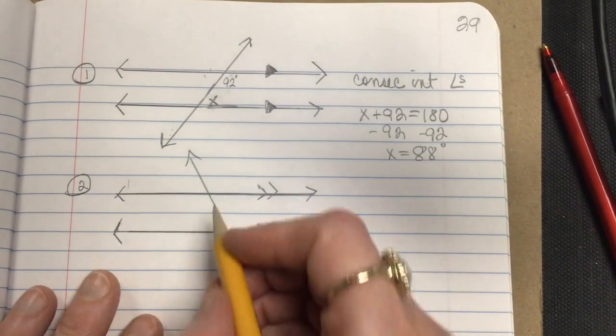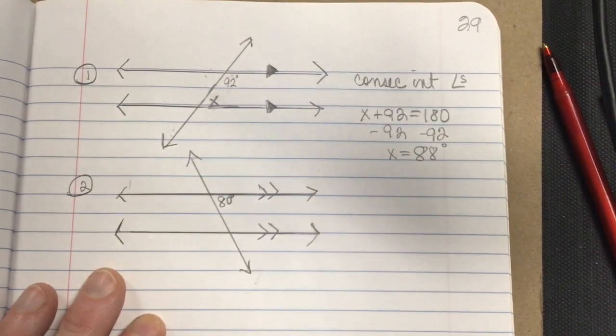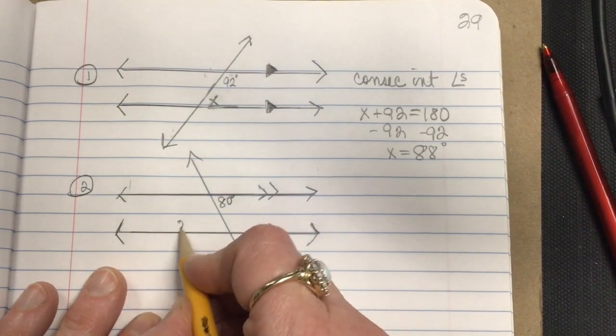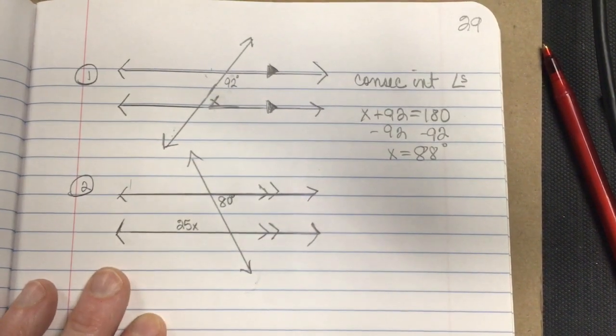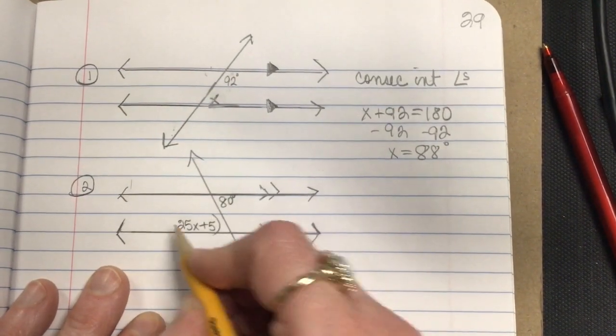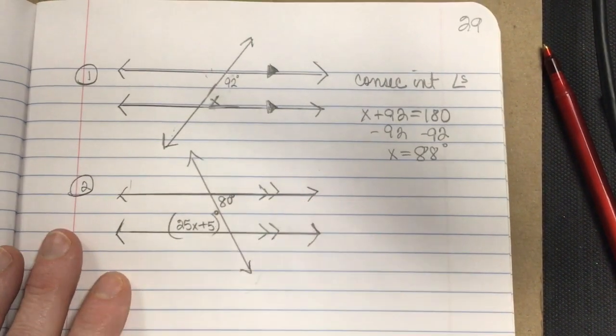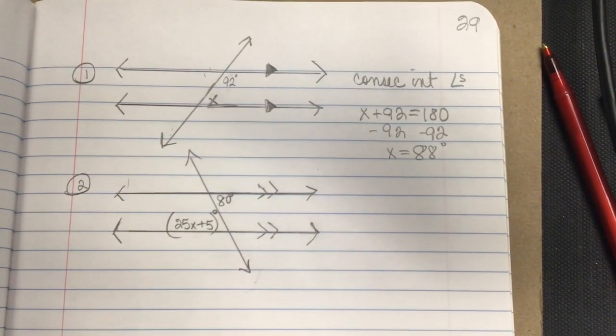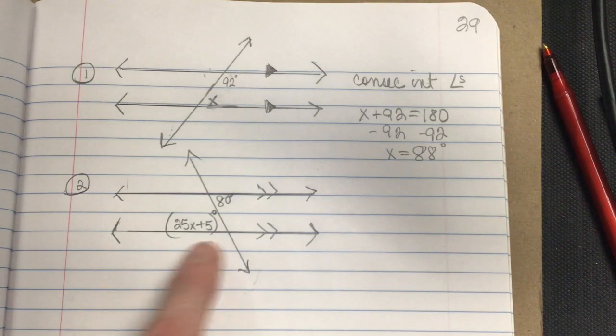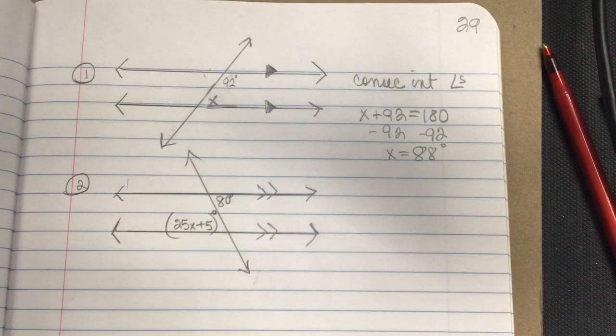Let's put 80 degrees right here. And let's put 25x plus 5. And the book usually writes them, or the worksheets I use, usually write them like that. So you could put degrees on x. You don't have to, because it's kind of actually already got the degrees on it. Now, what kind are these?